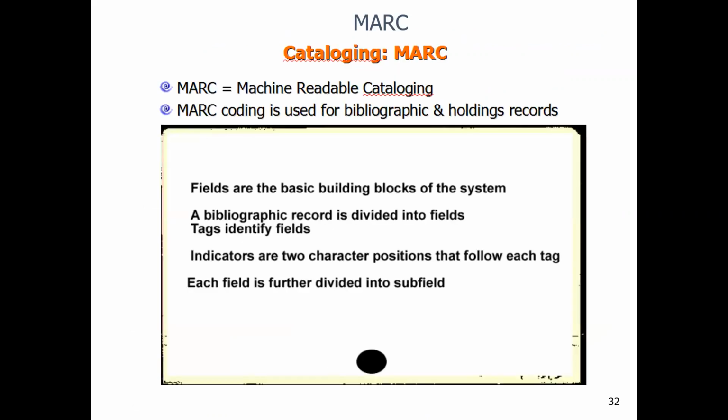So MARC stands for Machine Readable Cataloging. And yes, that sounds like something from the 1960s because it is from the 1960s. It is used for bibliographic records, which we've already talked about. It's also used for holding records, which we really won't talk too much about today. It is the basic building blocks of a system. It started out as a way to replace these lovely card catalogs with an electronic record.